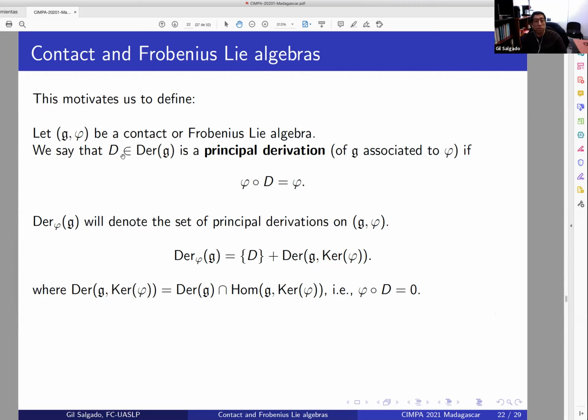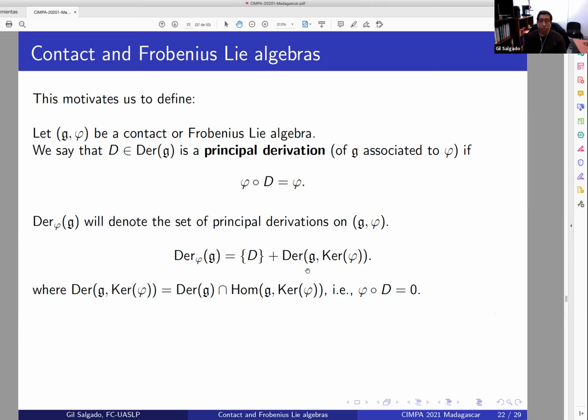But we see that this set has an affine structure, and the affine structure is given by this decomposition. You need to fix one principal derivation. You need to define this space as the intersection of the set of all derivations on G with all linear transformations sending the Lie algebra into the kernel of bar phi, and this means that these equations hold true, and then the set of principal derivations is exactly this sum.